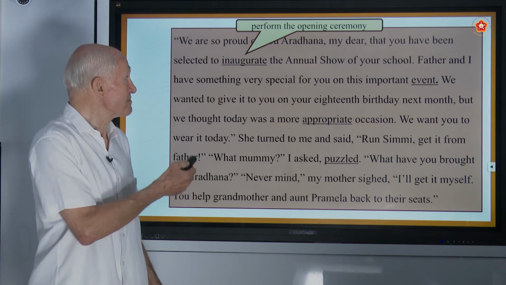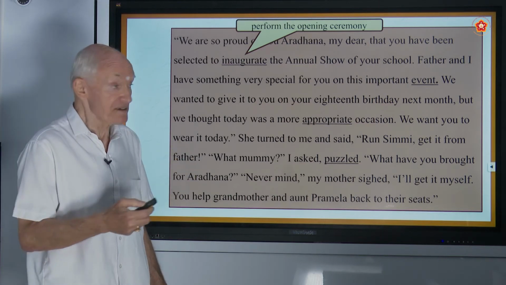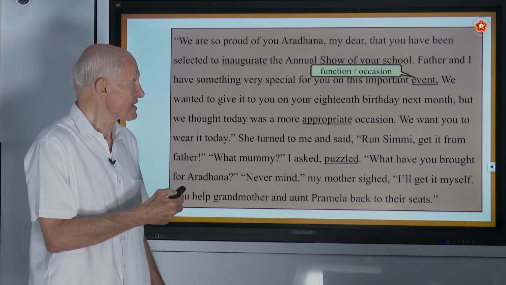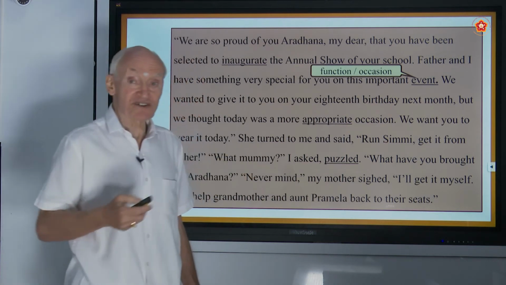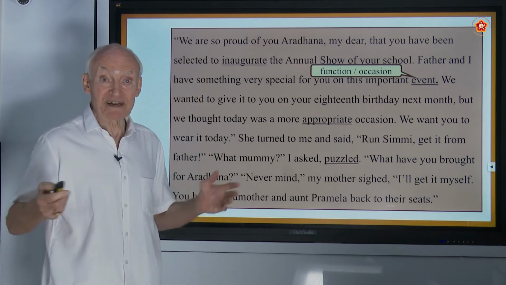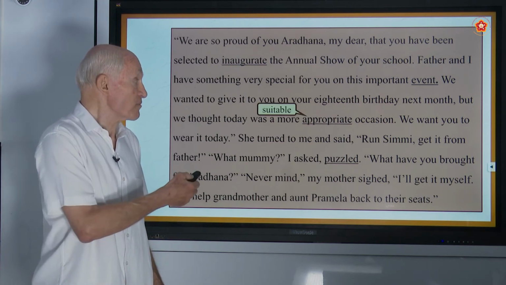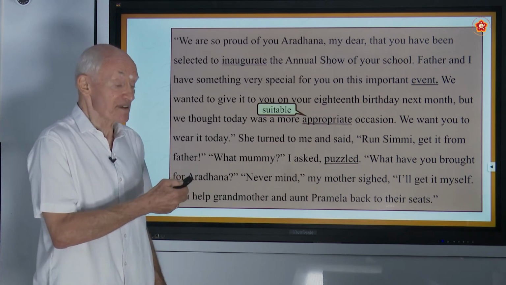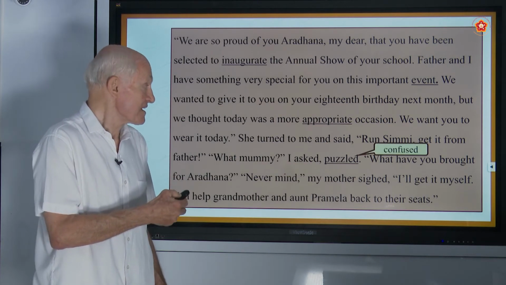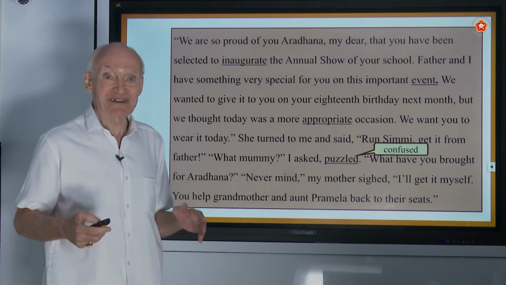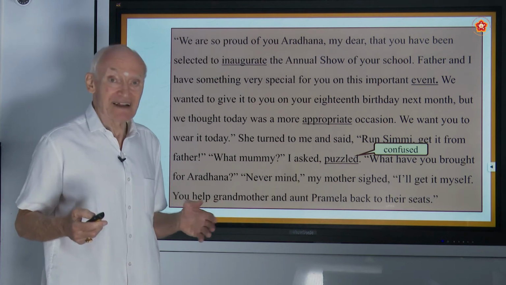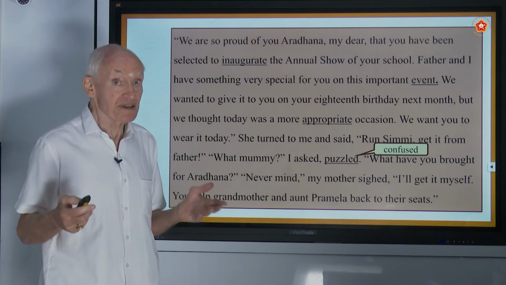To perform the opening ceremony is inaugurate. And that's what Ardna was going to do with her dance. Event is a function or occasion. This was a big event. Once a year they have this event. Appropriate. Appropriate means suitable. And puzzled. Puzzled, she was confused, all right? Simi had never heard about this present. She didn't know anything about it.